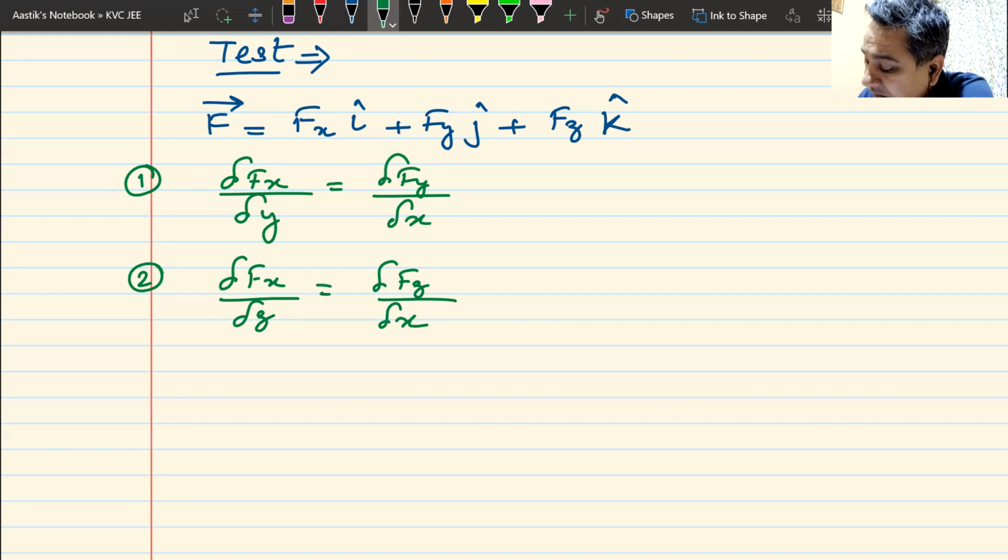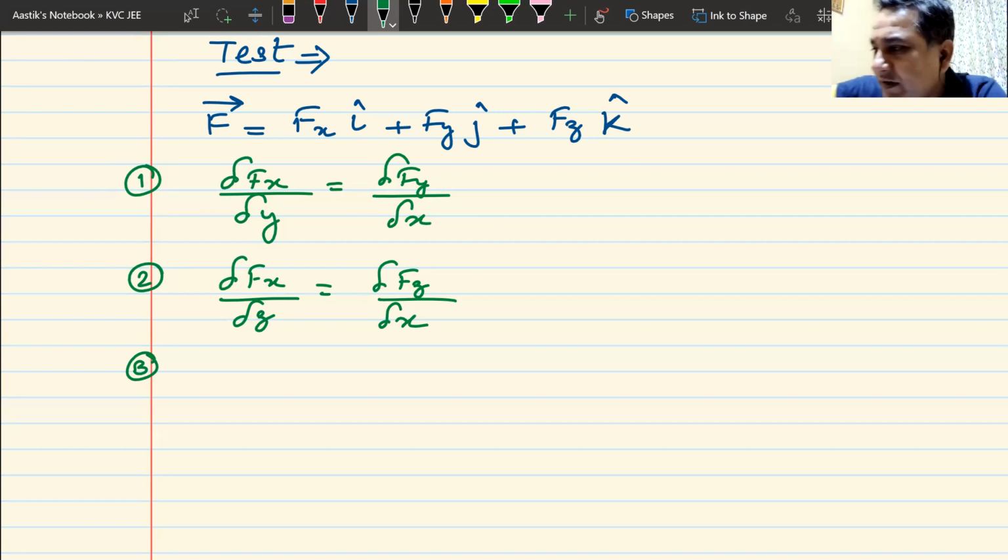Now I've given you two conditions. Can you now tell me what would be the third condition? Common sense. This has got nothing to do with physics or maths. First condition is del Fx by del y is del Fy by del x. Look at the pattern. Second condition is del Fx by del z is equal to del Fz by del x. What would be the third condition?